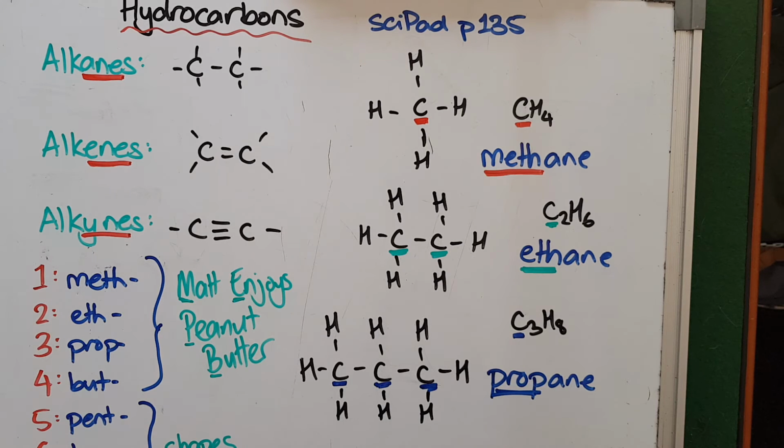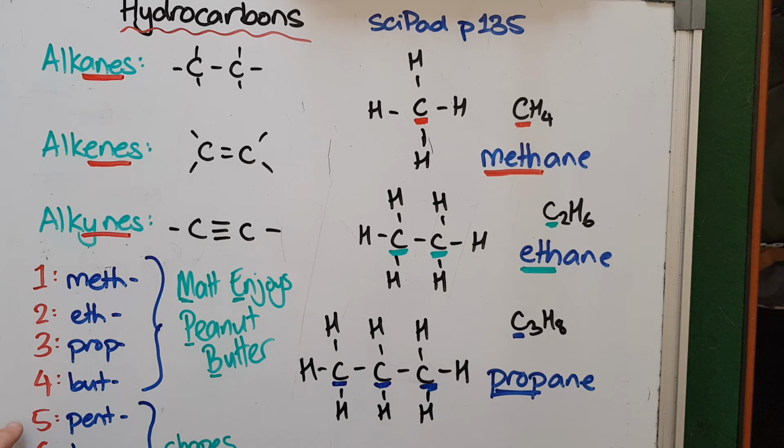Now, the first 4 are actually quite hard because there doesn't seem to be a rhyme or reason to them. So the easiest way I remembered those, because I used to get them a bit mixed up when I was a student, was to make a mnemonic or a little saying like we do for the periodic table, that sort of thing. So my little one was, I've always loved peanut butter. So I had this one, Matt enjoys peanut butter, as my mnemonic.